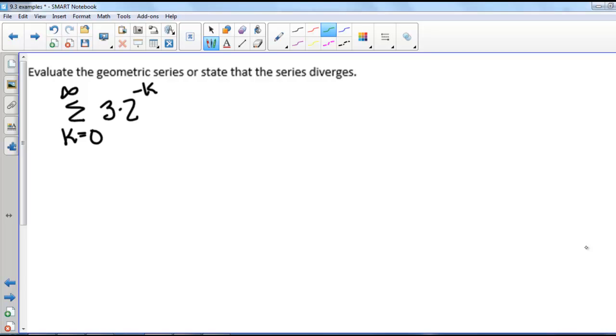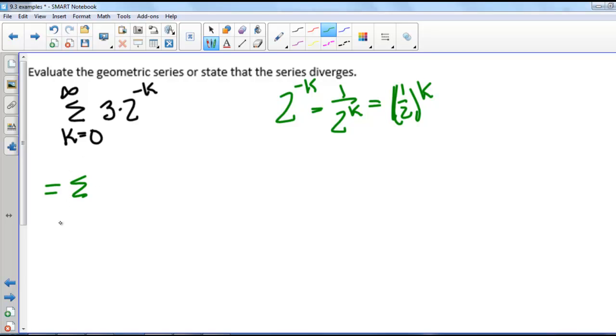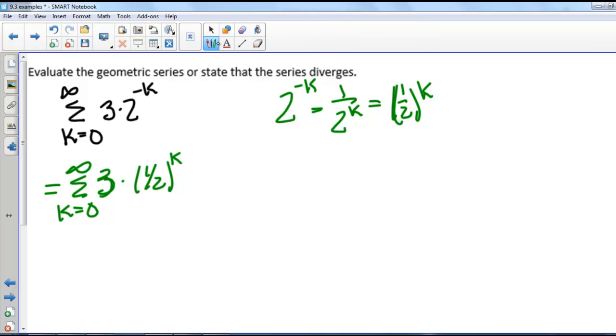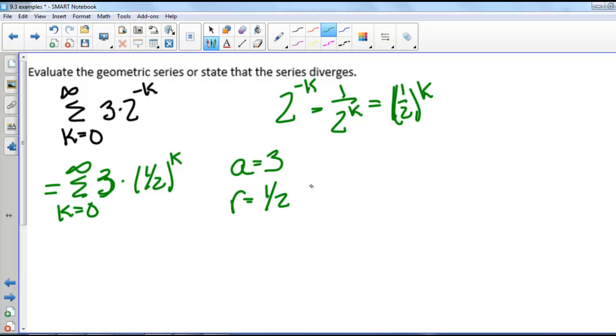Here we have the series k equals 0 to infinity of 3 times 2 to the negative k. So first let's convince ourselves that this is a geometric series. We can write 2 to the negative k as 1 over 2 to the k, which can be written as 1/2 to the k. So that means that this series is really the series from k equals 0 to infinity of 3 times 1/2 to the k. So we see that this is a geometric series where a equals 3 and r equals 1/2.